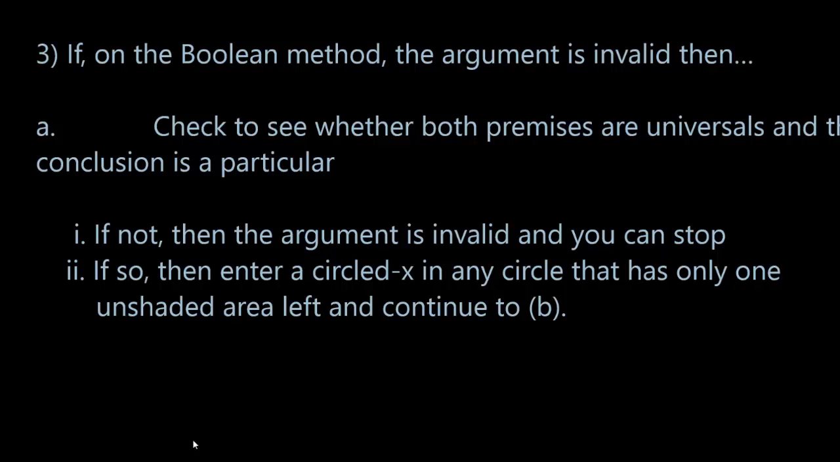But if both of our premises are universals and the conclusion is a particular, then we look at our diagram and we check to see whether there's any circles that have 3 of its areas shaded, that has only one area unshaded. So for instance, maybe for our middle term, this area is shaded, this area is shaded, and this area is shaded.